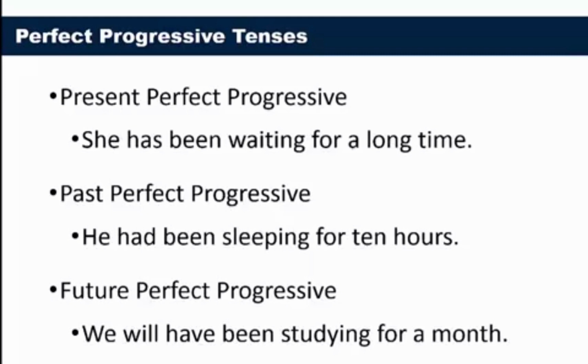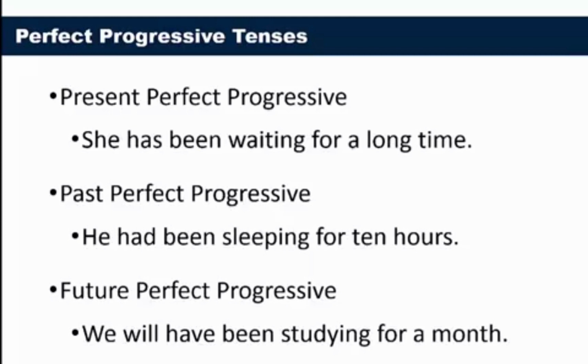Present perfect progressive shows that something started before now and has continued and may continue even longer. Present perfect progressive is not very different from present perfect. The emphasis is on the time that the action goes on.